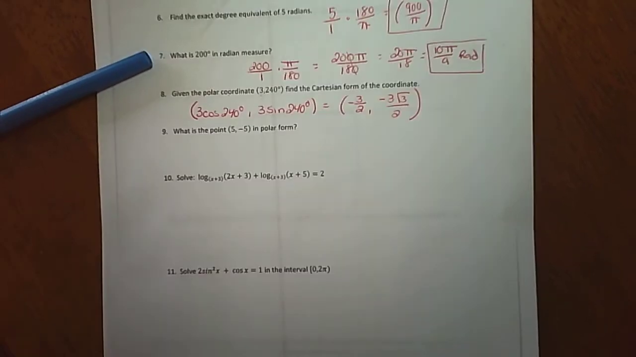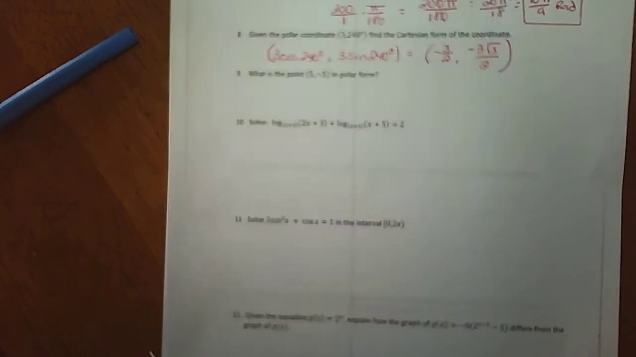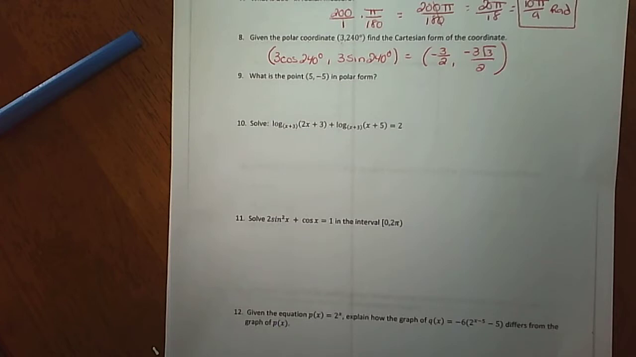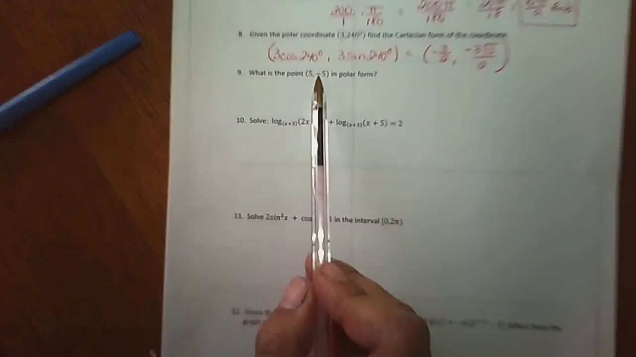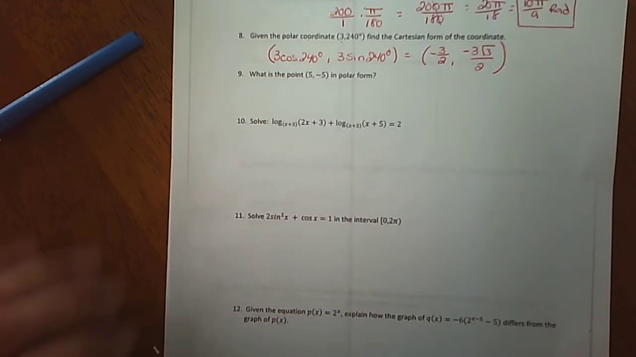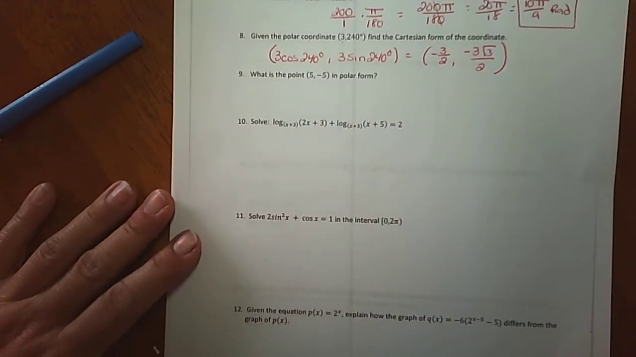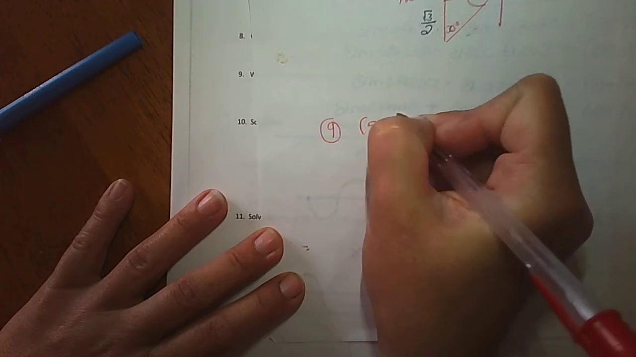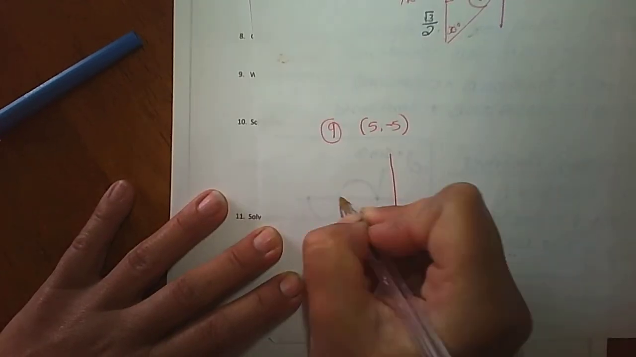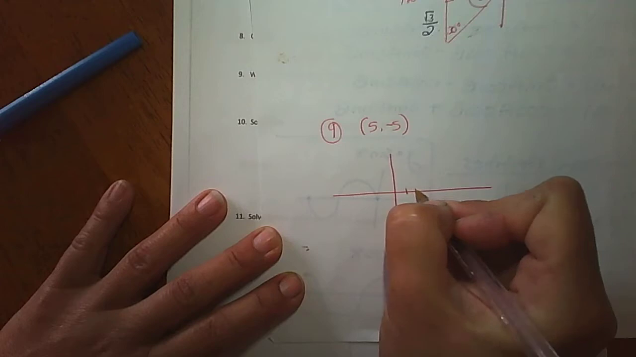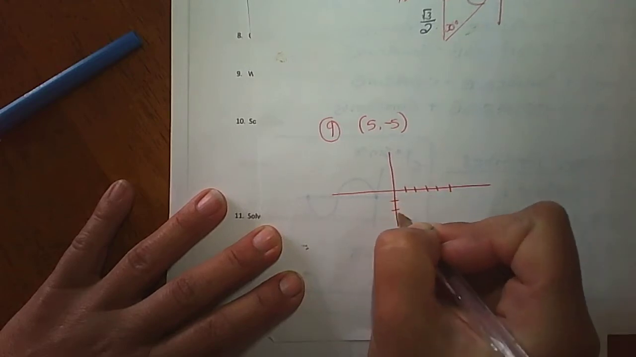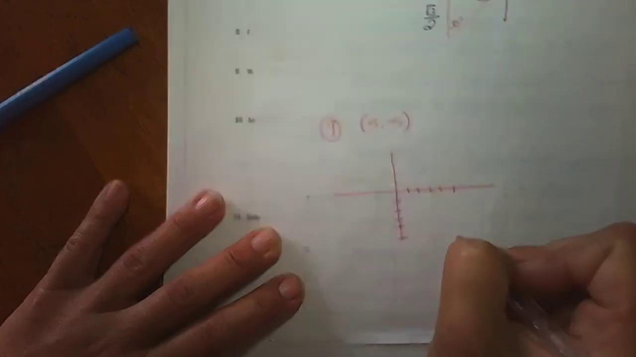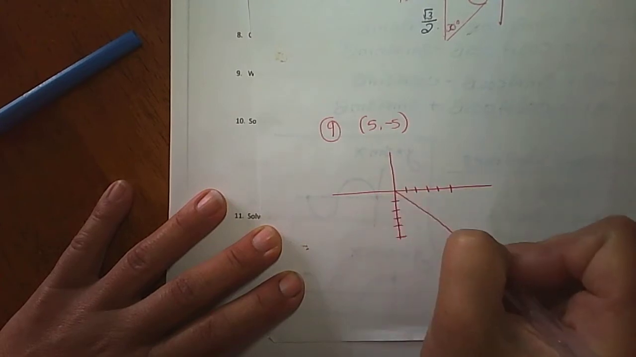Here's number 8. All right, what is 5, negative 5 in polar? All right, now we're going to go the other way around. This is Cartesian, and we want to go to polar. So what I suggest, I'm going to go to my scrap paper again for number 9 here. We have the point 5, negative 5. I'm going to graph it. So over 5, 1, 2, 3, 4, 5, down 5, 1, 2, 3, 4, 5. 5, negative 5 would be here, so I'm going to draw a line, right?